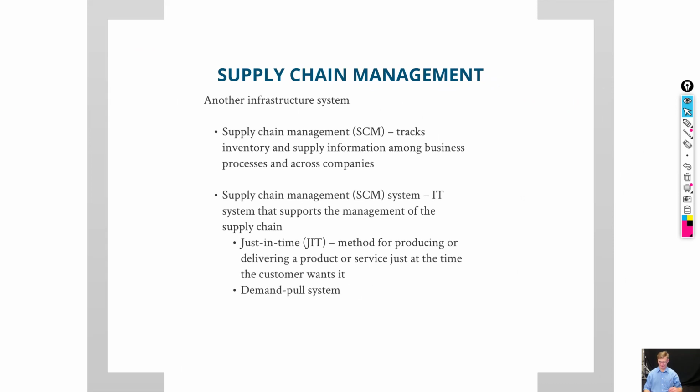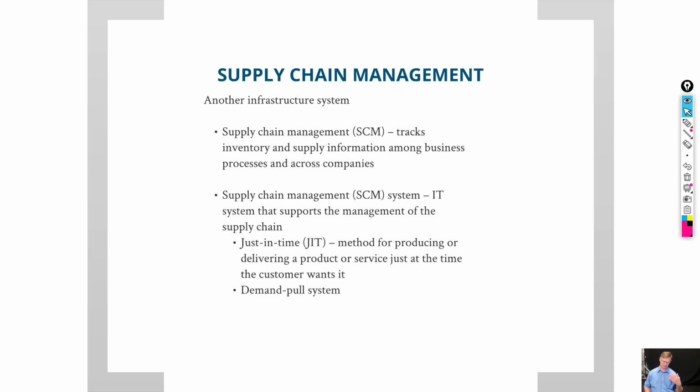Supply chain management is a similar type system, an enterprise class system, and what supply chain management software does is track inventory and supply information among the business processes and also across companies. What it basically does is tie the order to procurement or purchasing. So you don't purchase anything until an order or an adequate amount of orders hit the system, and then that drives the procurement. So you're replacing inventory that you might have already ordered and have on a shelf. You're replacing it now with information and coordination.